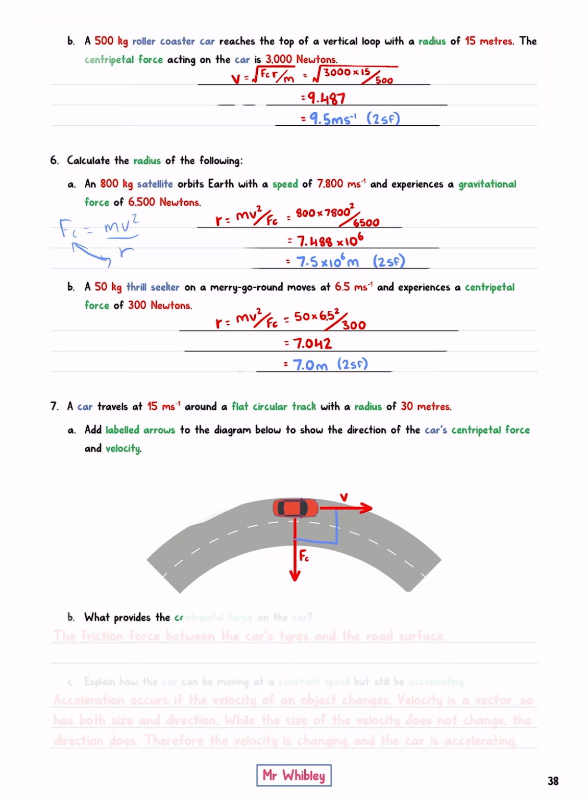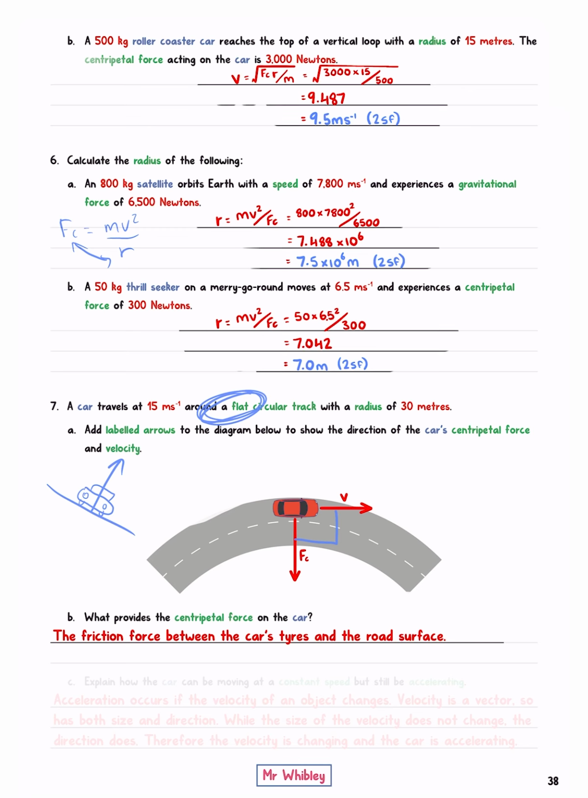What provides the centripetal force on the car? This is the friction force between the car's tires and the road surface. This is the case when we have a flat circular track. If instead our road was banked, then a portion of our centripetal force could come from the reaction force, because it would have a component towards the center of the circle.